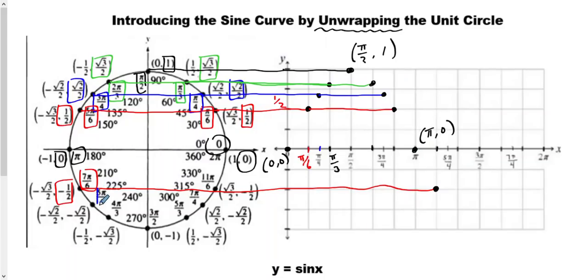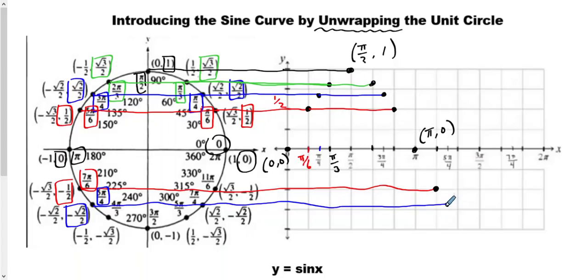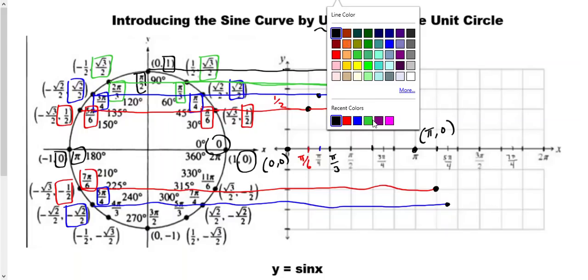Next, we've got the angle 5 pi over 4. Comes in at a height of negative root 2 over 2. I don't know exactly what that number is. It's something bigger than 1/2, but smaller than 1. And it puts us right around here. 5 pi over 4, negative root 2 over 2 would be the coordinates of that point.